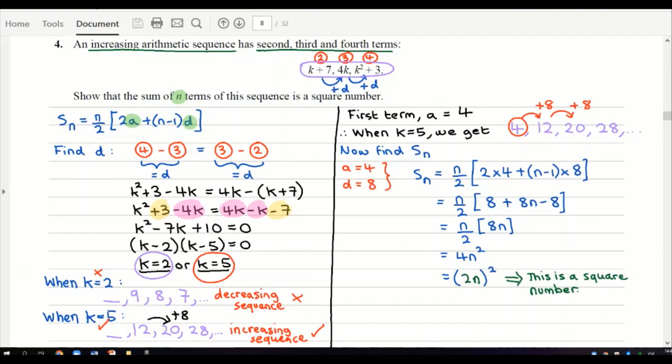Okay, and if you're interested, go and check question 2 of the warm-up and see if you can see a similar result there. Okay, thank you very much.